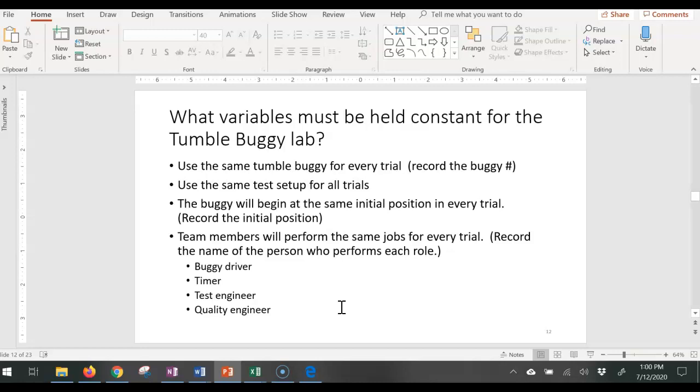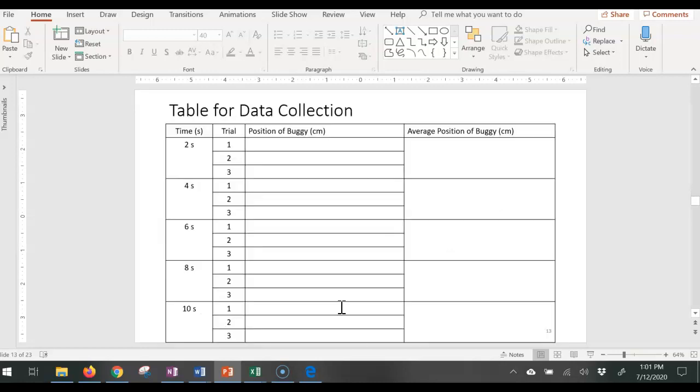Those jobs are the person who drives the buggy, the timer who operates the stopwatch, the test engineer who measures the final position, and the quality engineer who makes sure that the team is following the correct process and doing everything consistently. So we want to record the names of the people who are performing each of those roles.